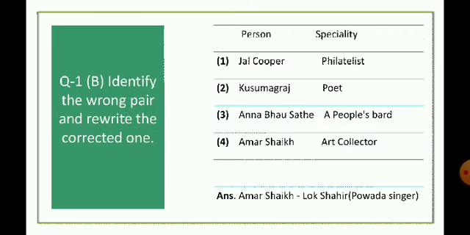The next question, identify the wrong pair and rewrite the correct one. The wrong pair among the 4 options given to you, the fourth one is the wrong option, that is Amar Sheikh, art collector. Students, as the new pattern, you can write it as it is. No need to correct it. Still, I have given you the correct answer for you to understand.